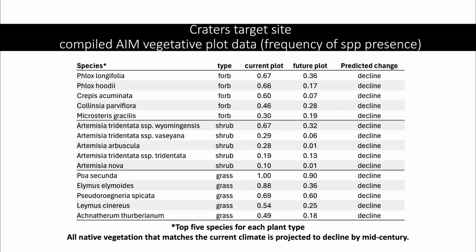And then if we start to look at this compiled species from these different vegetative plots, you can get a good idea of how these sites may change in the future. So this is all for mid-century. That's the future plot, and the contemporary current plot is shown there in those two columns. What I did was just select the top 5 forbs, shrubs, and grasses in this list, and you can see that all these natives decline to some degree at this Craters site.